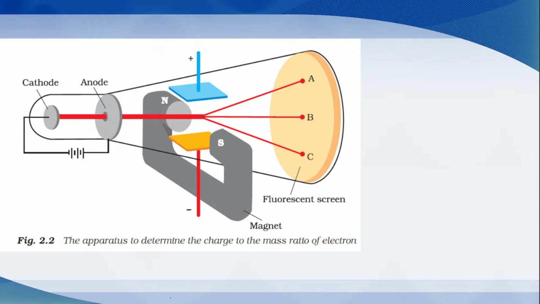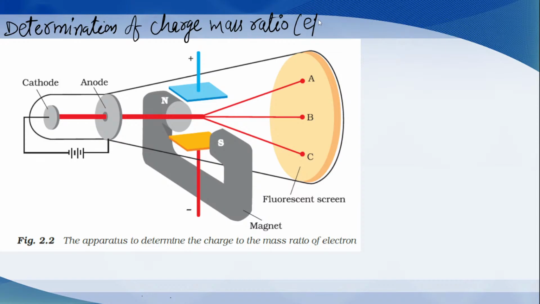आज का जो टॉपिक है, that is determination of charge to mass ratio for electrons. ये जो एक्सपेरिमेंट है, determination of charge to mass ratio, that is e by m for electrons.